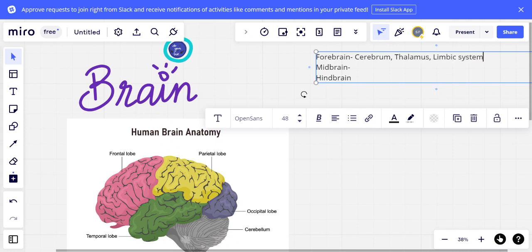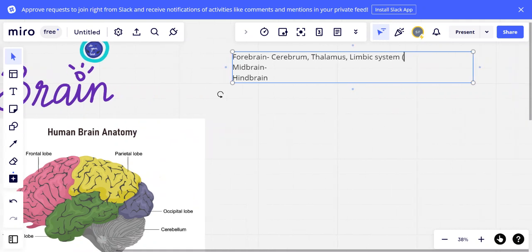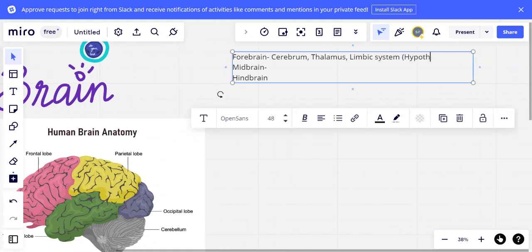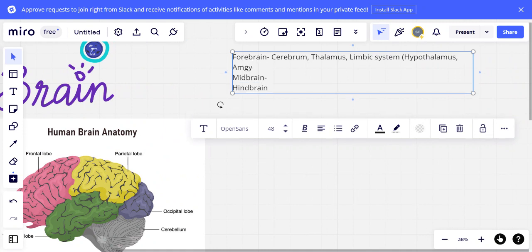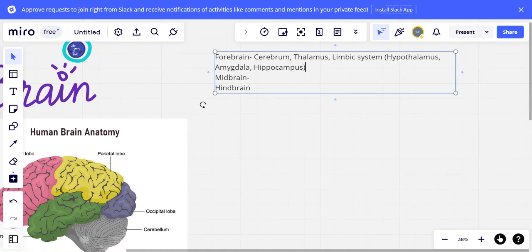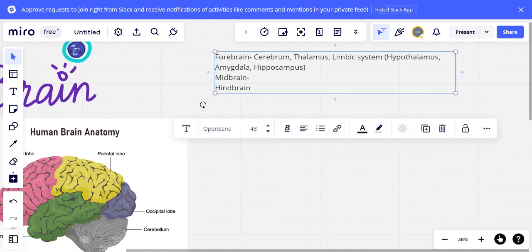Your limbic system is further divided into three main parts, one being hypothalamus, the other being amygdala, and one being hippocampus. Yes, so there we have it. Your midbrain is basically just the midbrain. It's a very small portion, so it is not further divided into any other parts.